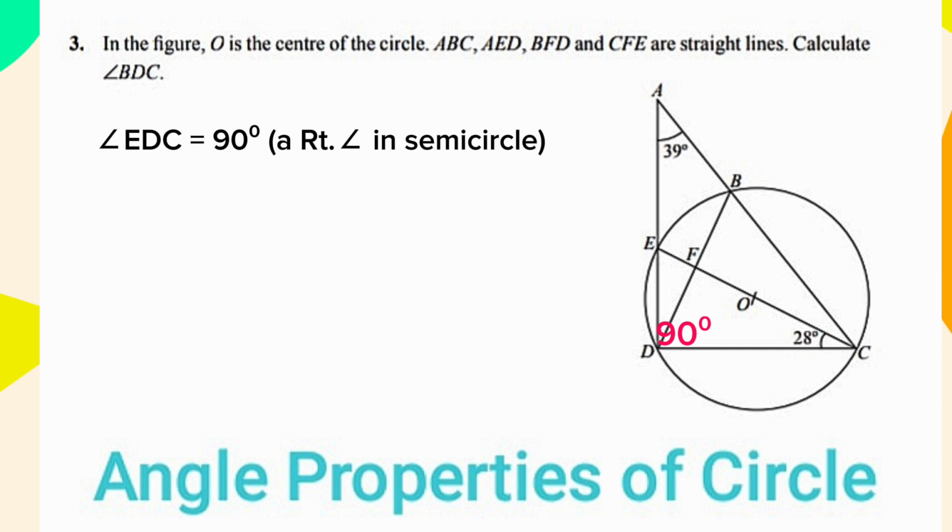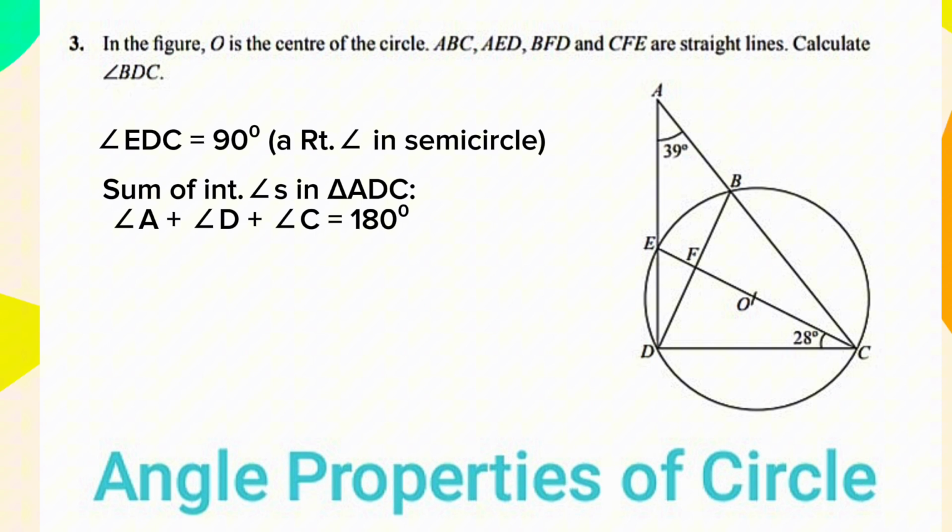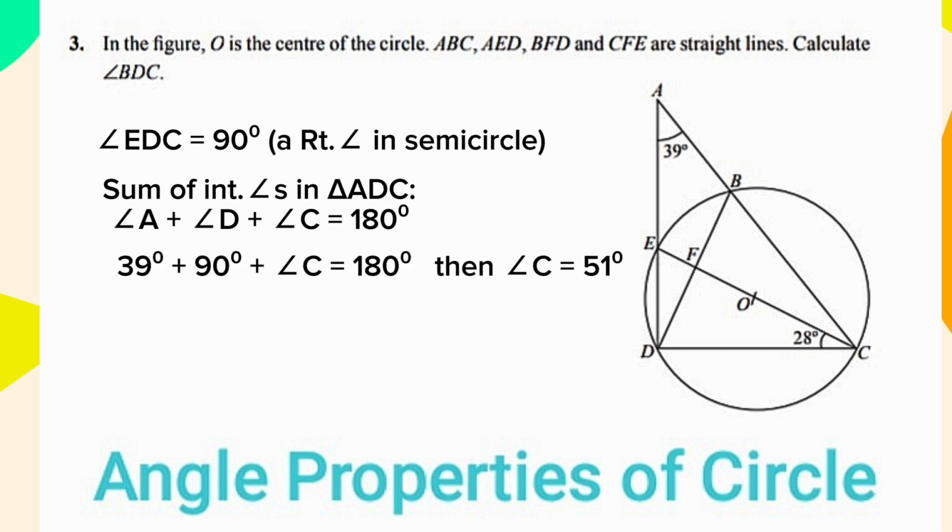Then use the sum of interior angles in triangle ADC, 180 degrees. Angle A 39 degrees plus angle D 90 degrees plus angle C equals 180 degrees. Then we get the whole angle C is 51 degrees. Then we calculate angle BCE from 51 degrees minus 28 degrees equals 23 degrees.